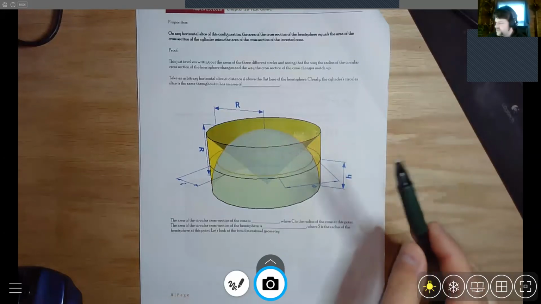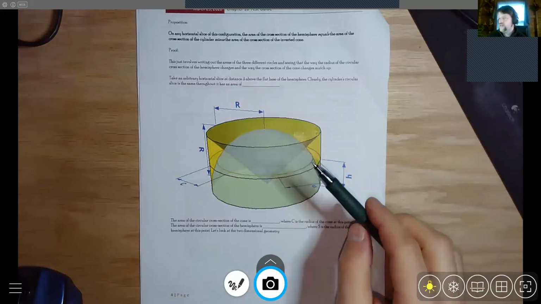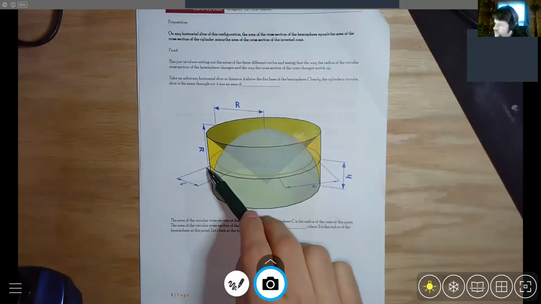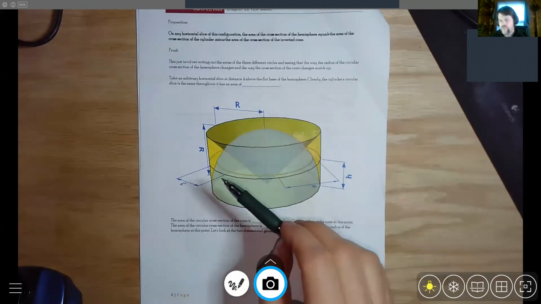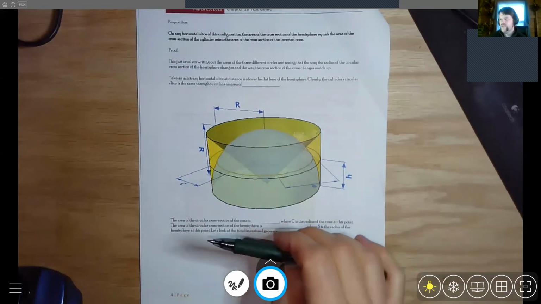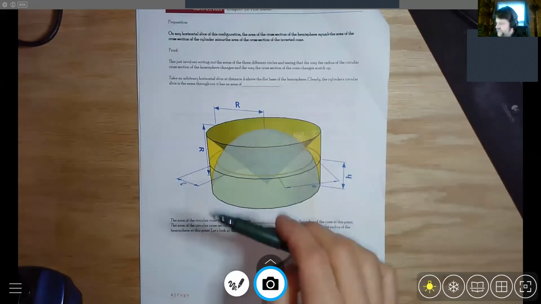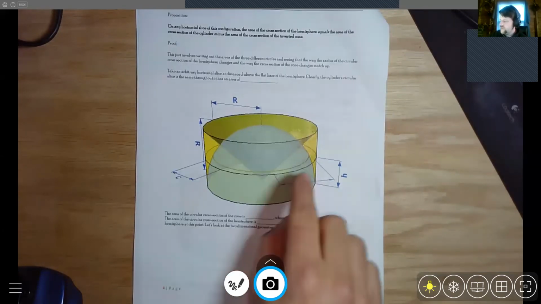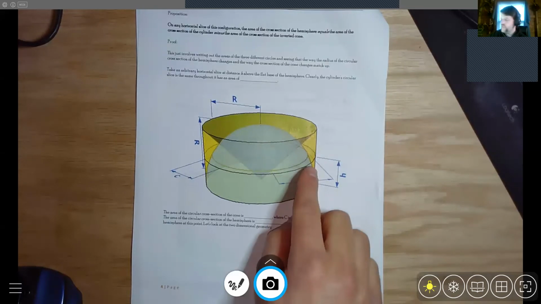A cross-section is a two-dimensional slice out of a three-dimensional object. And in this case, we'll be taking a horizontal slice. So right here.